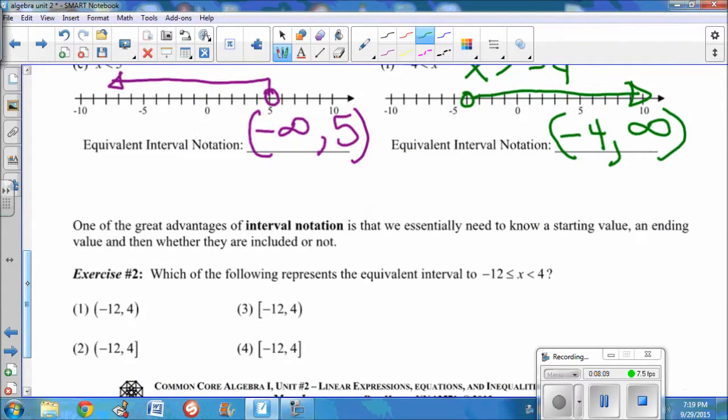It says one of the great advantages of interval notation, what we just learned here, is that we essentially need to know a starting value, an ending value, and whether they're included or not. Start value, end value, include or not. Remember, include needs a bracket. To not include is a parenthesis.